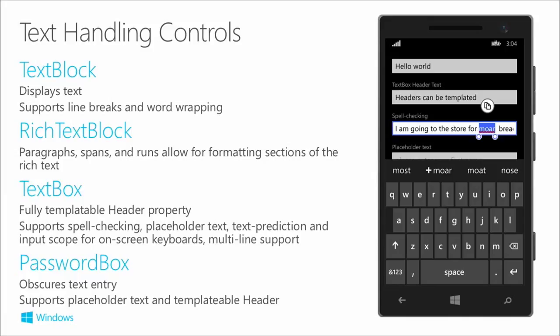Rich text block, which has paragraphs and spans, and you can have richly formatted text. Obviously the text box for text input, and that has spell checking, placeholder text, text prediction, and input scope, which we're going to talk about in just a second. And then the password box, which obviously obscures your text entry, but not enough when you're doing demos because everybody can see the character for a second. But anyway, that's a problem for us.